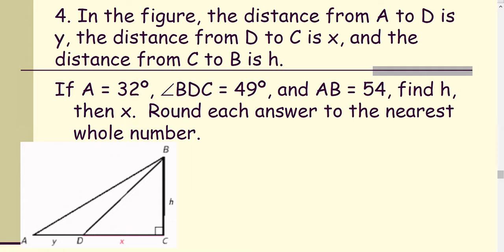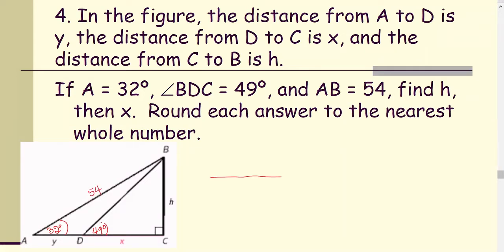In this problem, the given figure shows the distance from A to D is y, the distance from D to C is x, and the distance from C to B is h. If angle A is 32 degrees, angle BDC, or angle D here, is 49 degrees. The side AB is 54. Find h and then x.